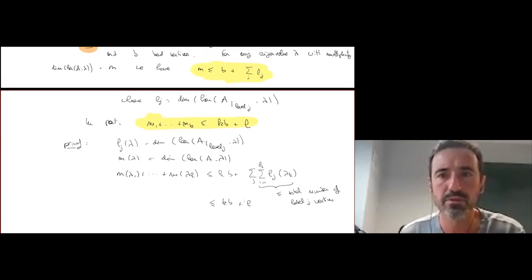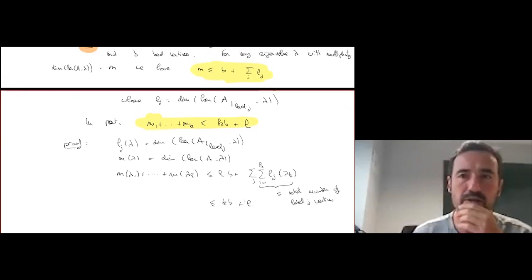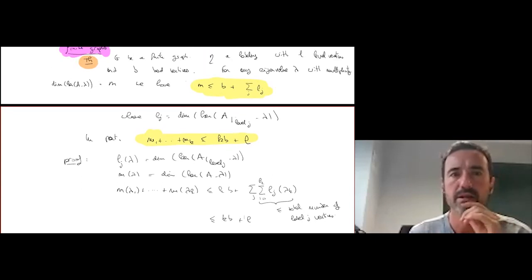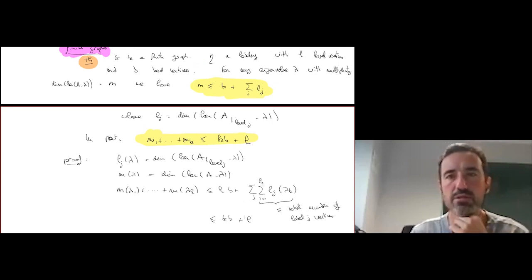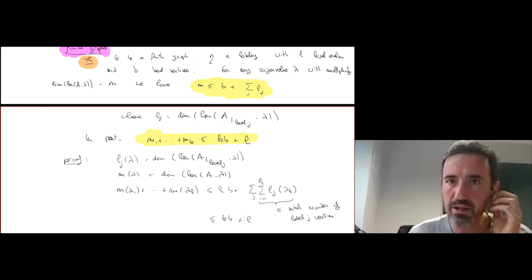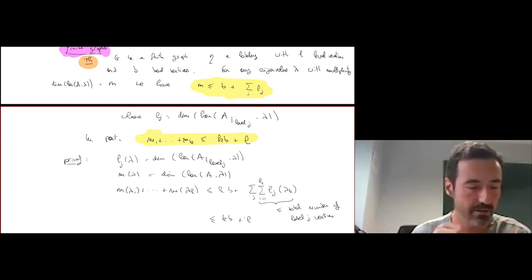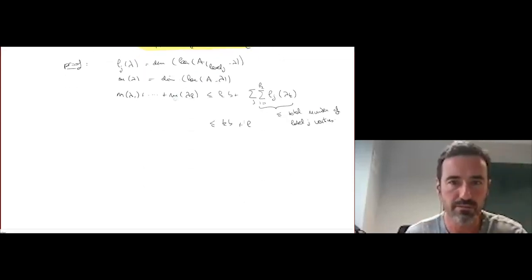So let's prove the theorem. Lj is the multiplicity of the eigenvalue lambda for level j vertices, b is the number of bad vertices, and m the multiplicity of the eigenvalue. The idea of the proof is that this labeling will give you an order in which you solve the eigenvalue equation.